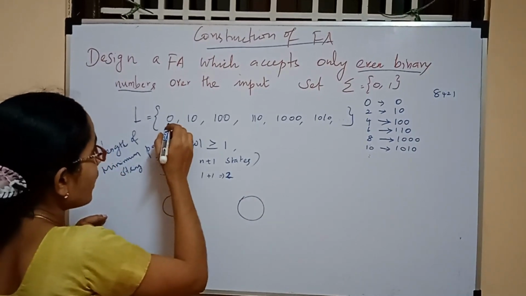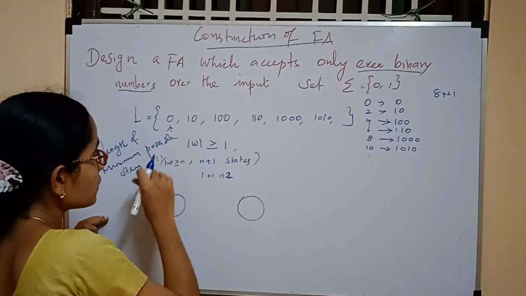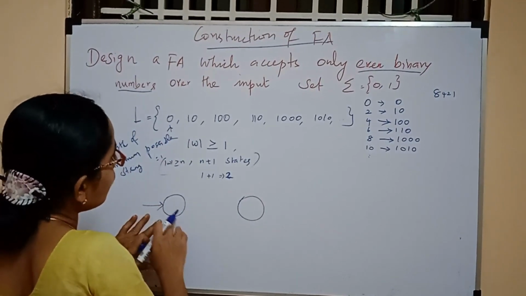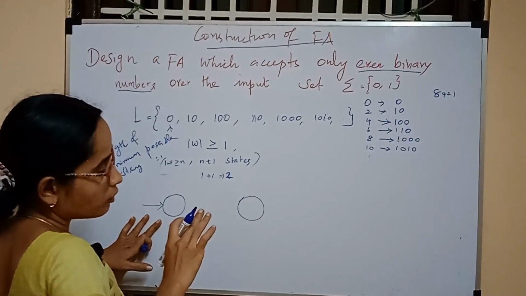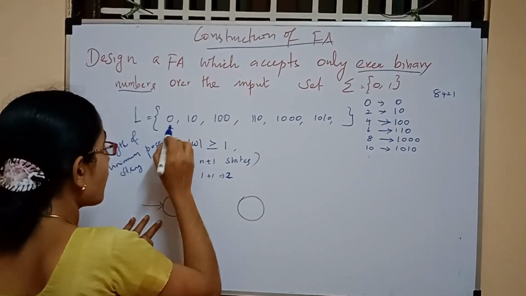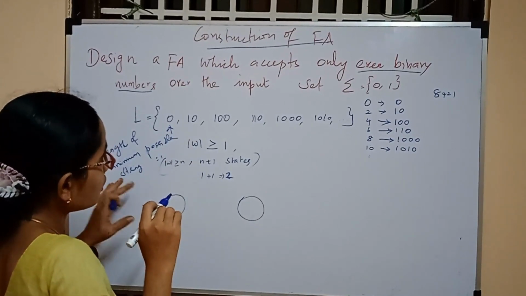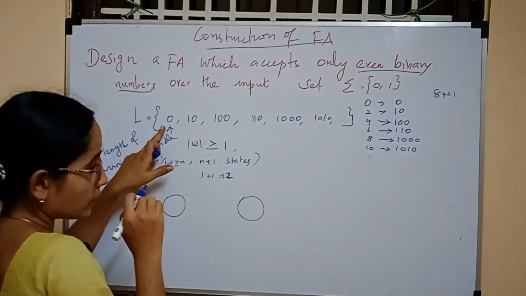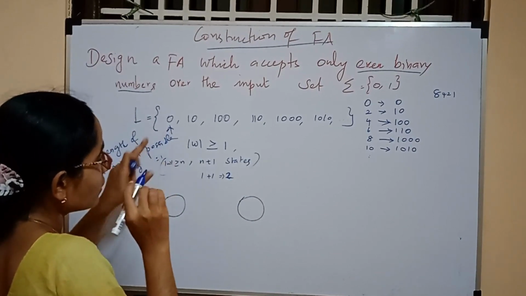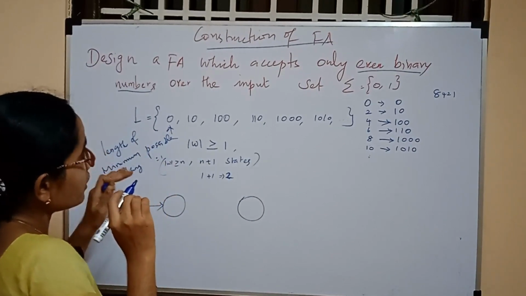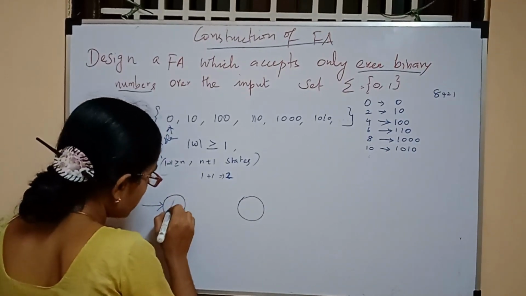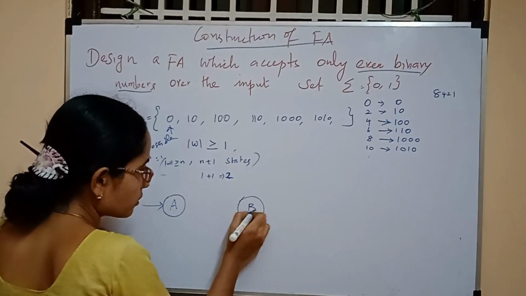So first, the minimum length string is 0, right? So this is the starting state. Now we don't know which one will be the final state, but when you look into the string, the finite automata should accept what? 0. If you are seeing 0, the automata which you are designing should accept that 0, right? We'll just name it, this is A, this is B, right?